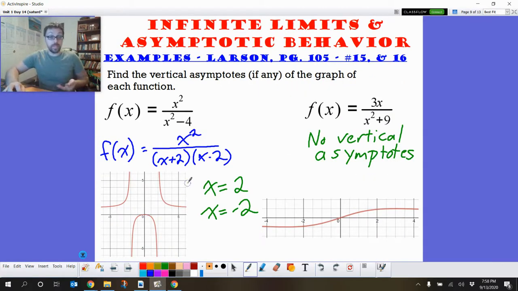So here's a couple more examples of that same fact happening. So here, those two things are not canceling each other out. Since they're not canceling each other out, we do end up with vertical asymptotes at those two spots.